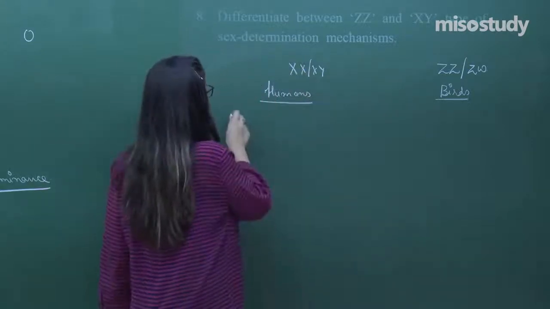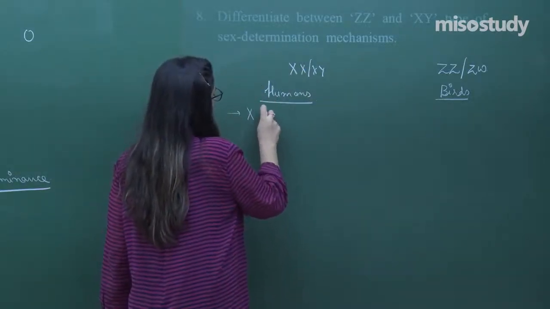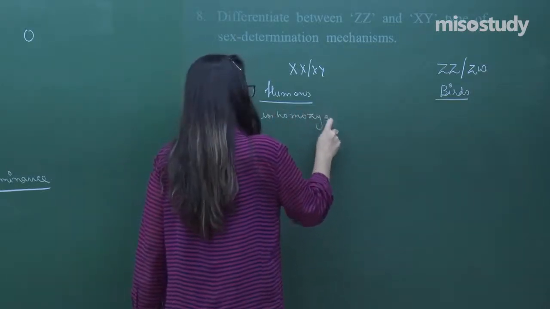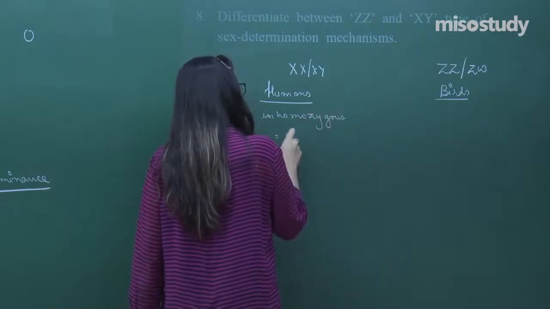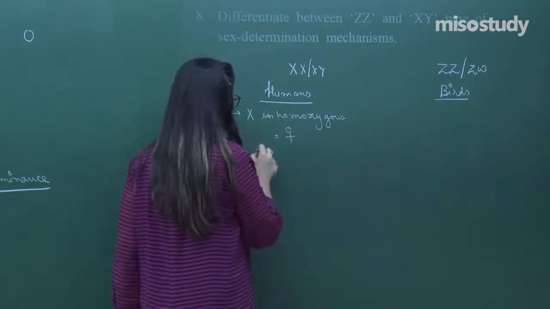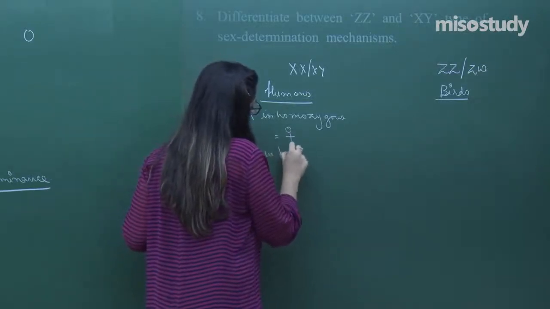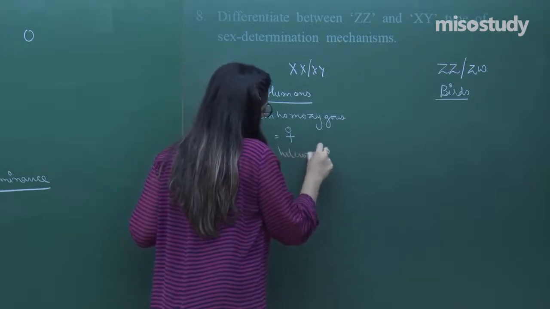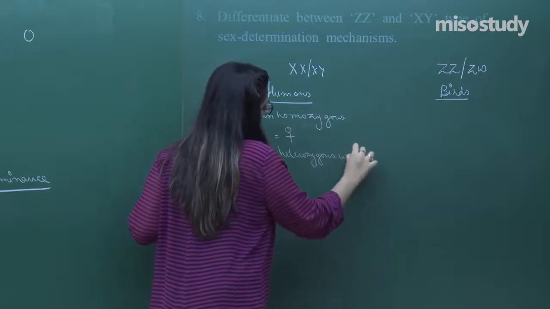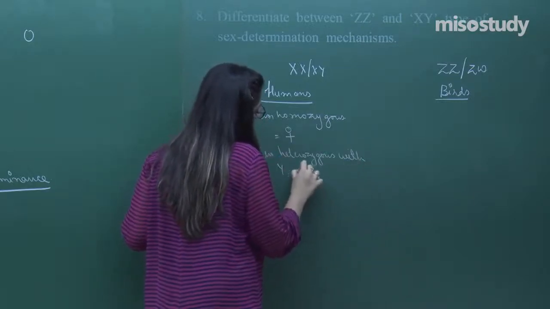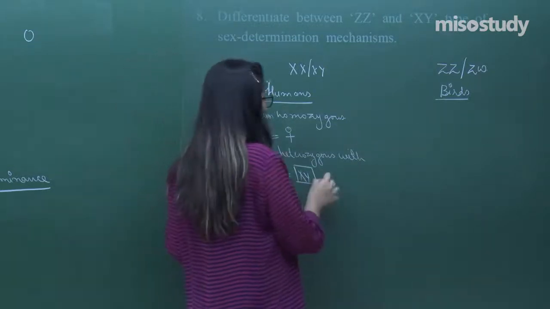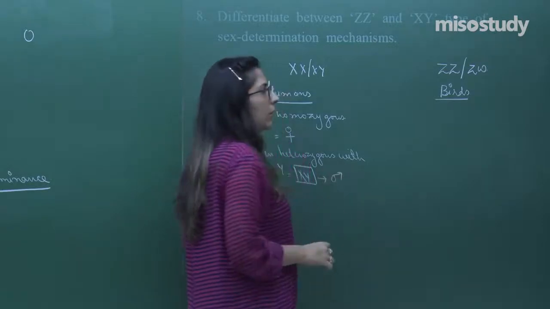In this case, when we talk about it, if X is present in homozygous condition, that is considered as a female, right? When X is present in heterozygous condition with Y, that will come out to be an XY type of individual, and that XY, we know, is called a male.